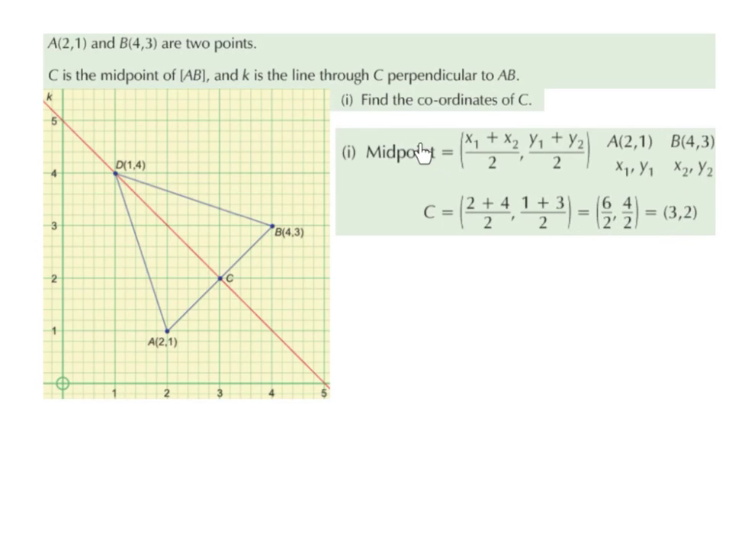So the midpoint of the line AB, or the midpoint between the points A and B, is the point (3, 2). So C is the point (3, 2). Do not add these together. This is the final answer for the midpoint.